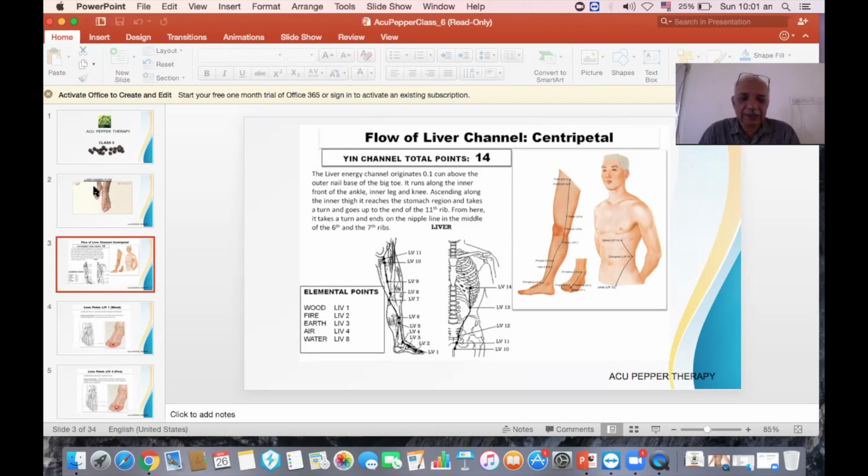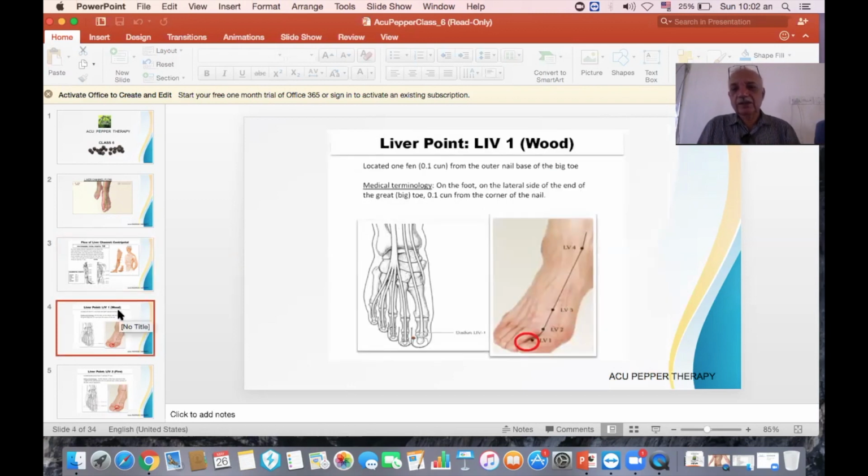So wood is both gallbladder and liver. Gallbladder is the yang, liver is the yin. You understood the flow, right? And go to the left points. First one is liver 1, on the lateral side of the end of the great big toe, 0.1 cun from the corner of the nail. It is wood on wood.